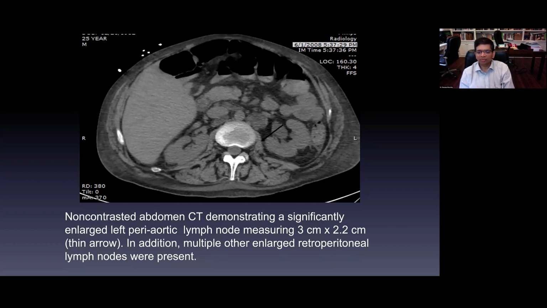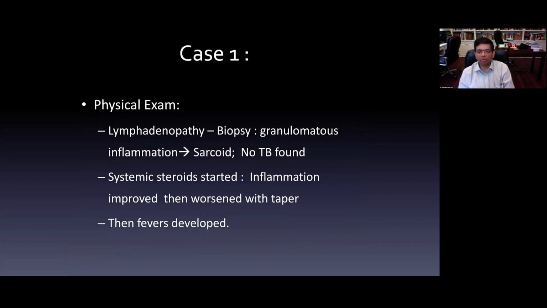There are also periaortic lymph nodes. So this fella has something. Maybe we should do a biopsy. So they did a biopsy of the lymph nodes. They didn't find any TB. They found granulomatous inflammation, and they thought it was sarcoid. So they started him on systemic steroids, and the eye disease initially improved, but then began to become significantly worse. And then he started developing fevers that he hadn't had before.